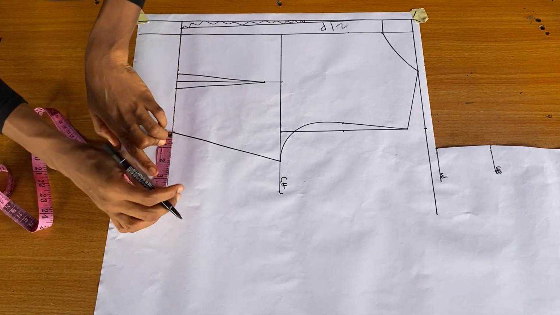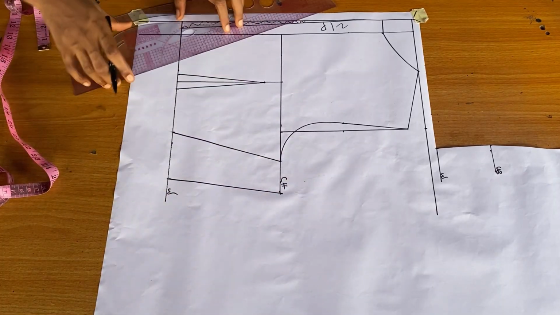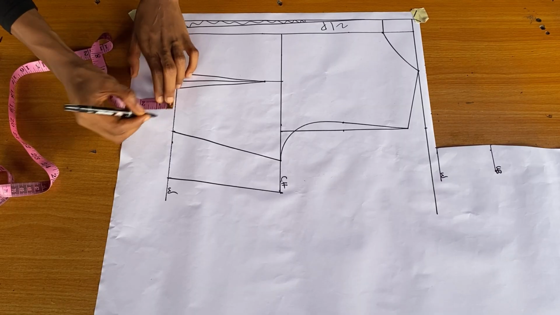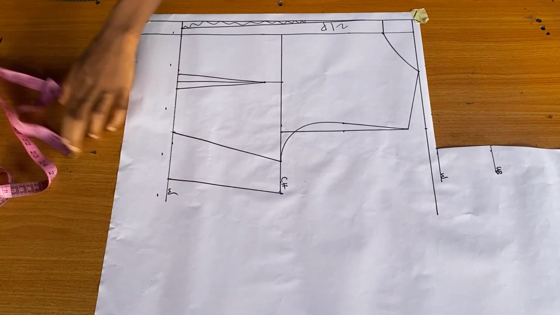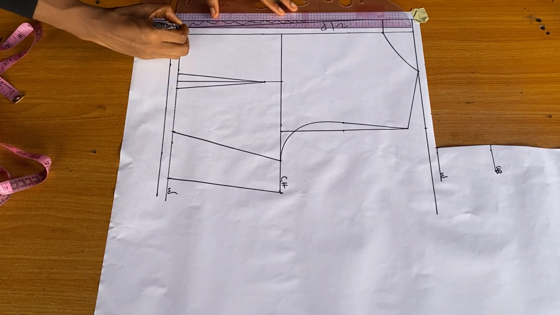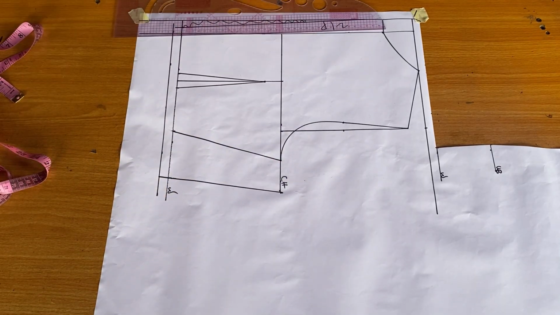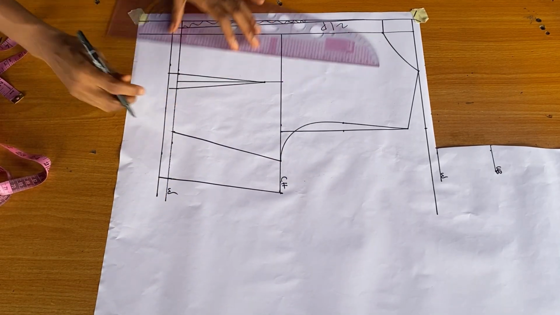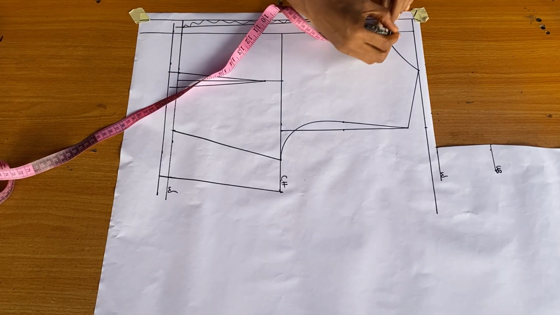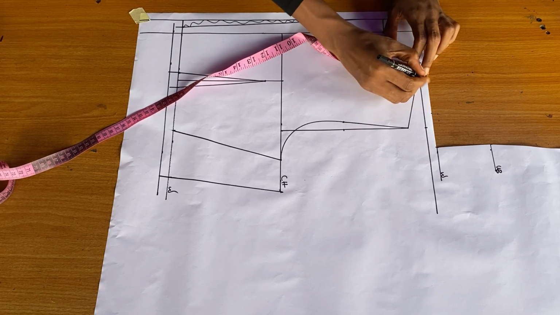Then on my waistline, I'm adding back my darts that I just took plus my seam allowance, okay? Now, I just went ahead to also take my seam allowance around my back pattern, okay? So I'm taking 1/2 inch on the waistline. This 1/2 inch, I'm going to use it to join to the skirt part of my dress, okay? When I'm done with that, I'm going to also go over to the neckline area and take 1/2 inch. Also on the shoulder line, I'm going to take 1/2 inch seam allowance, and as well on my armhole area, I'm going to also take 1/2 inch seam allowance.